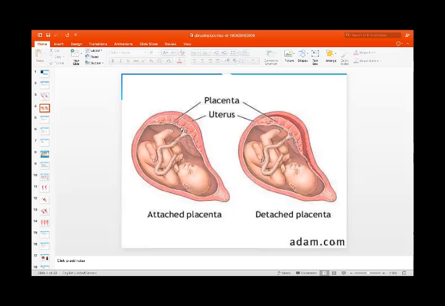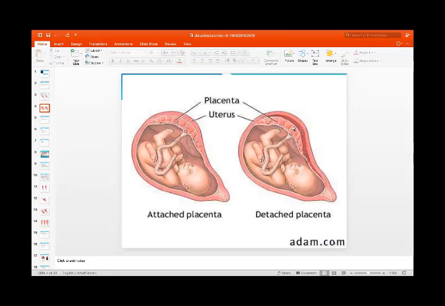This is normal placenta. This is the uterine wall, and this is the normal placenta, which is attached to the uterine wall here. Here you can see this is placenta and this is the uterine wall, and in between there is a gap which is filled with the blood. So this is detached placenta or separated placenta.